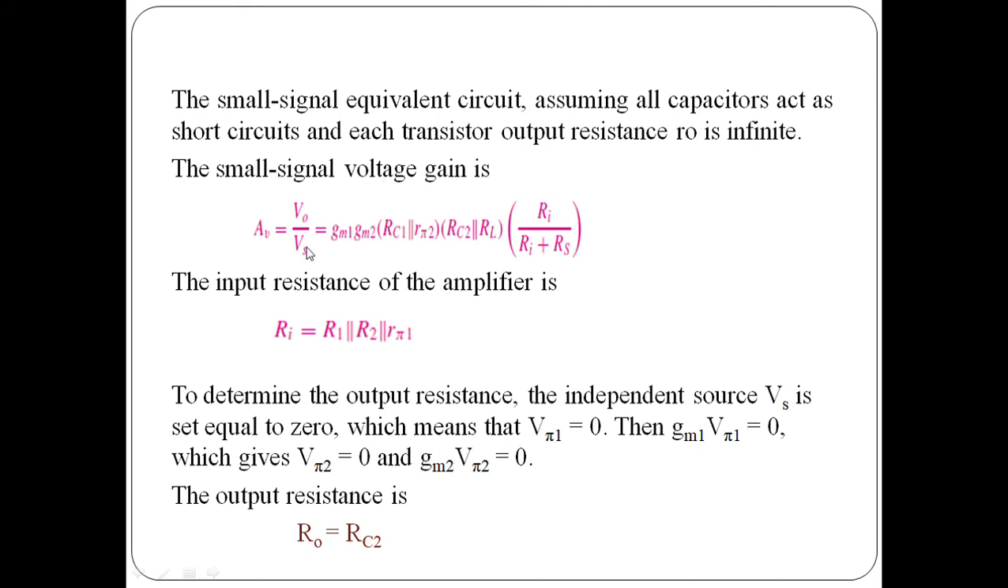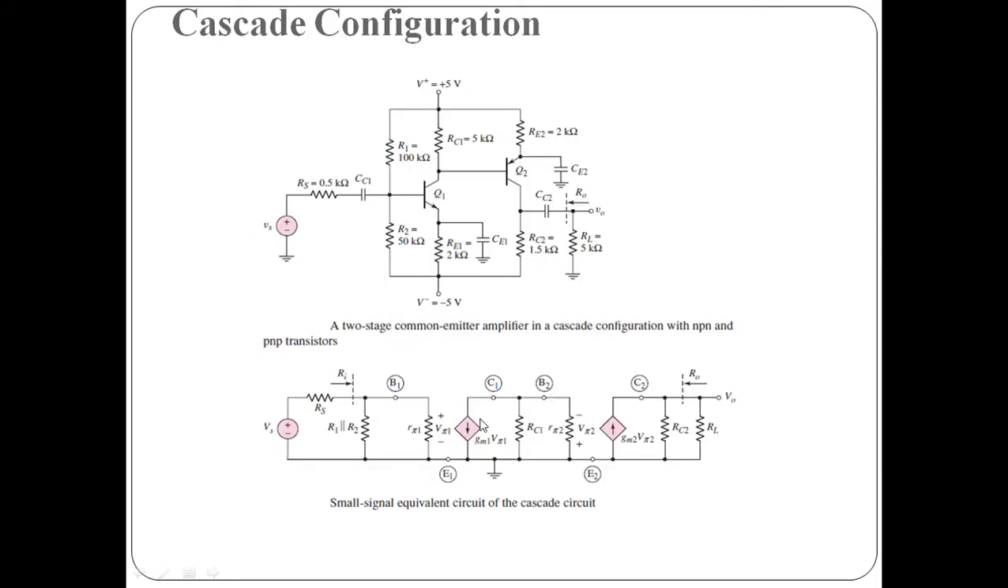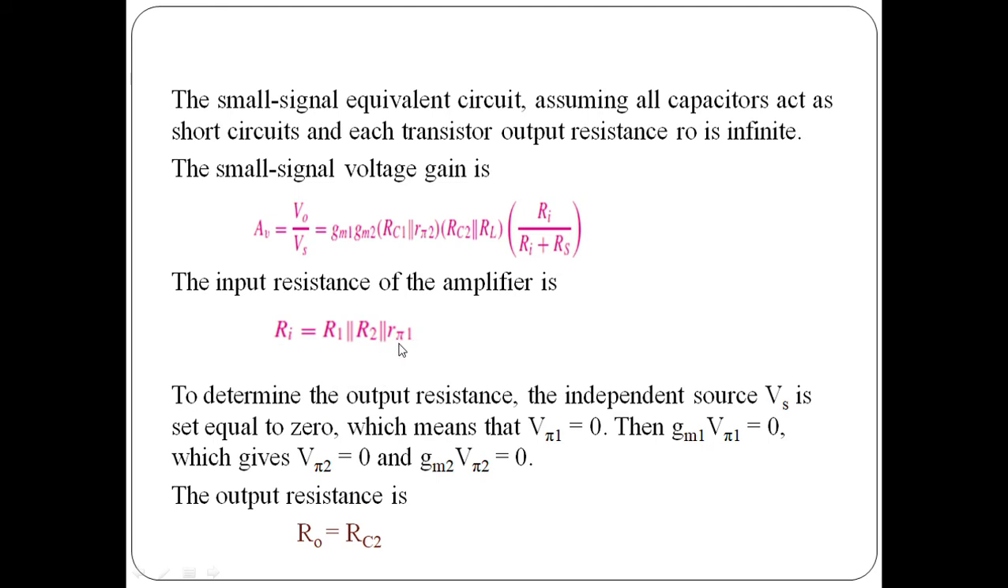If I substitute all the three equations, I can get the small signal voltage gain of this two-stage common emitter amplifier, which can be written as gm1 into gm2 into RC1 parallel with Rπ2 into RC2 parallel with RL into Ri divided by Ri plus Rs. Next, the input resistance of the amplifier, the input resistance present here, is nothing but R1 parallel with R2, that is parallel with Rπ2.